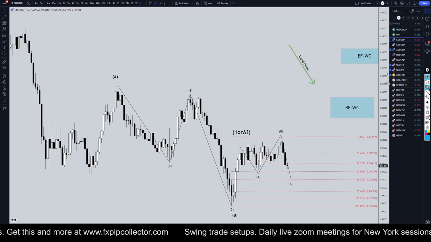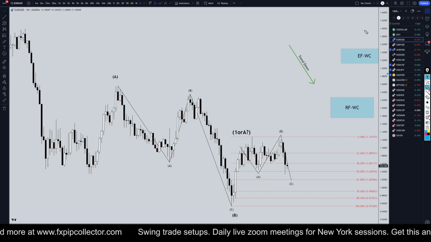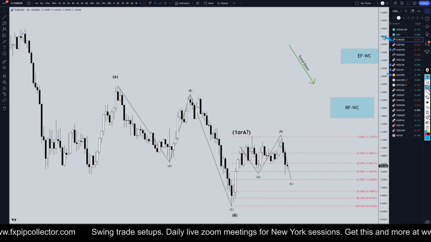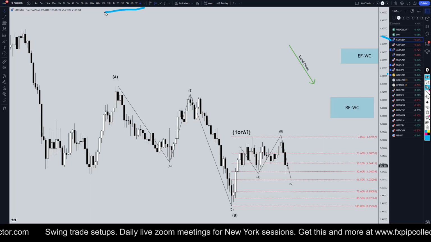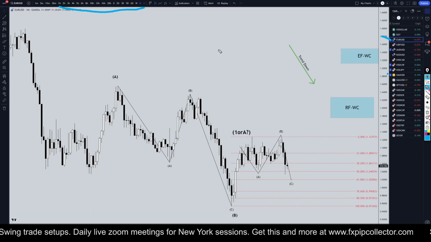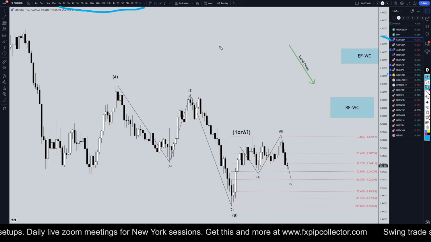Today is Tuesday, December 10th, and I'm going to be analyzing the Euro US dollar, starting on the monthly, working my way all the way down to the 1 hour time frame for the full top down analysis.